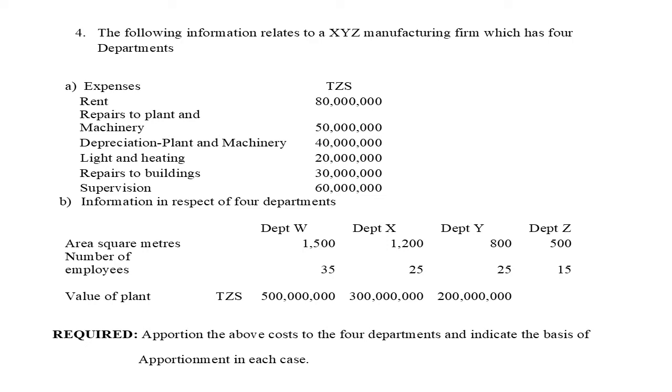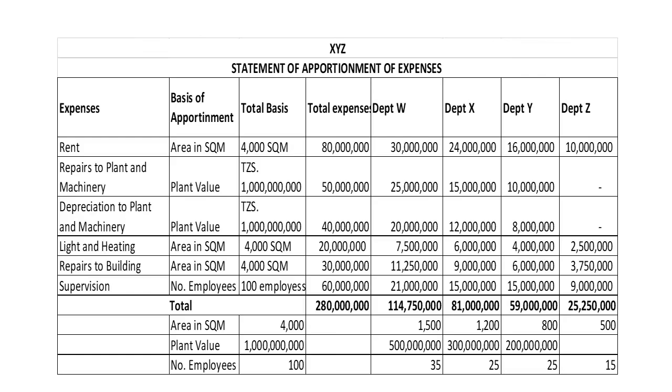Even for depreciation of plant, likewise, use the value of plant. For instance, department Z does not have a plant, so it would be strange to distribute depreciation to that department. They will say, no, we don't have a plant, and therefore we are less concerned with depreciation and repair to plant. That's very right. So let's use the statement of apportionment of these expenses.